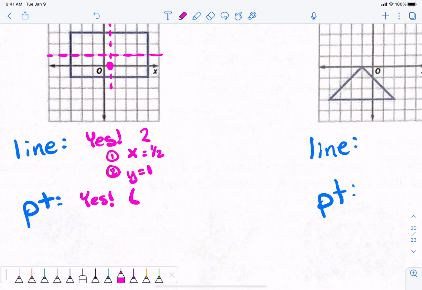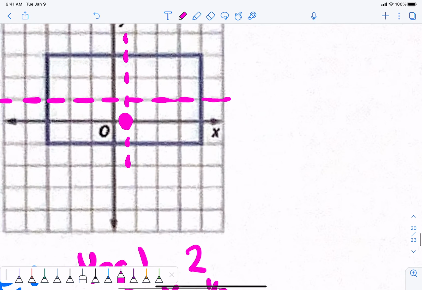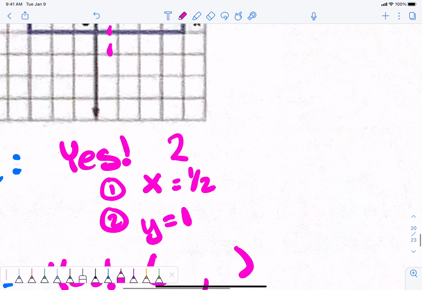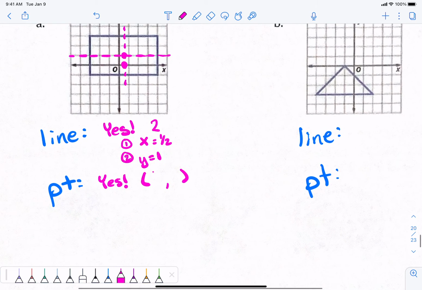Okay, now where's the point located? Where's that point located where he has point symmetry? Yeah, where those 2 lines meet each other, right there. Okay, so it's at 1/2, comma 1. That's where, scroll out. 1/2, comma 1.